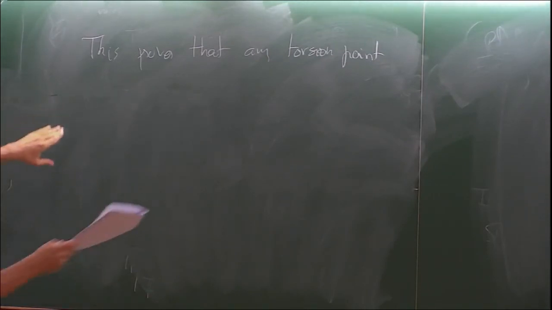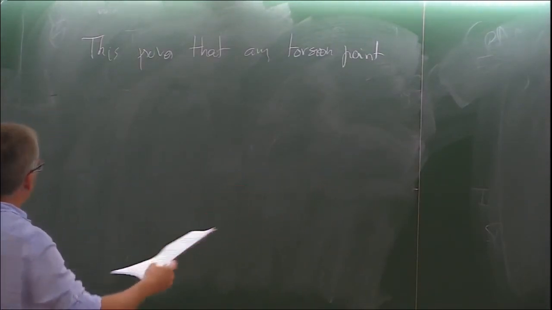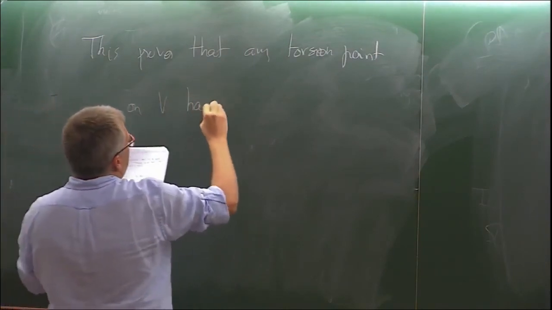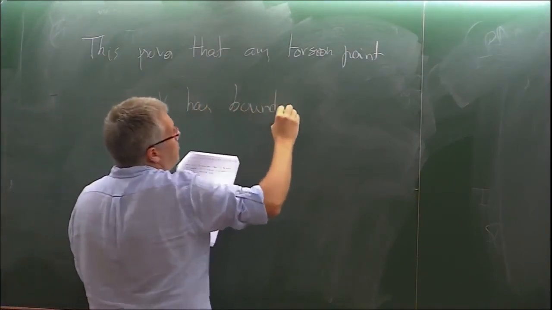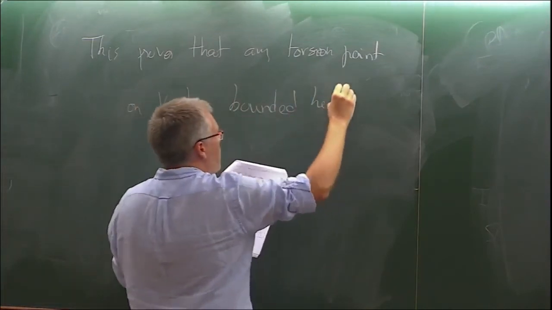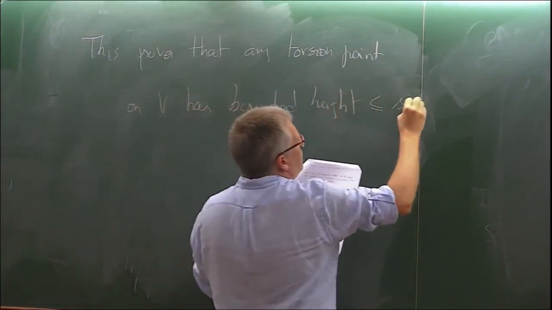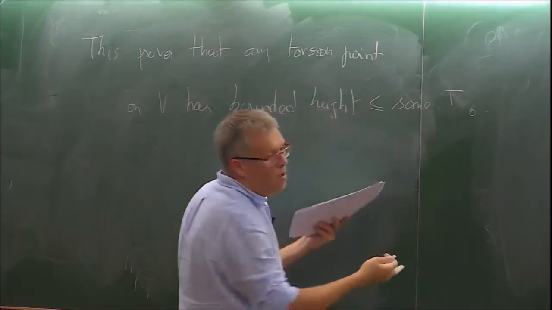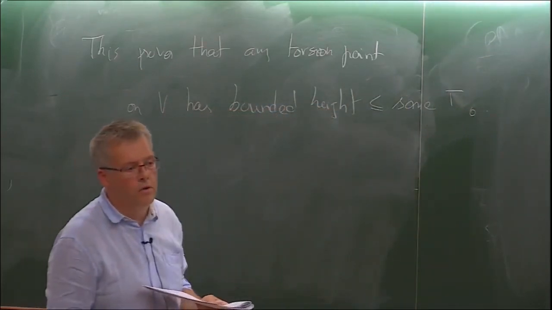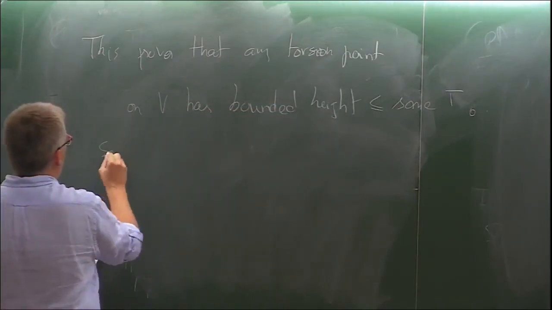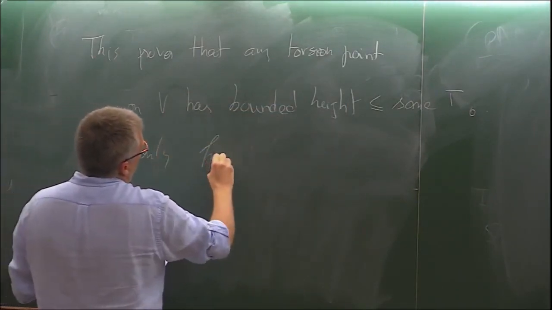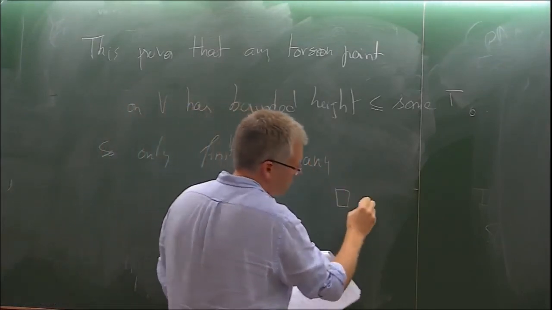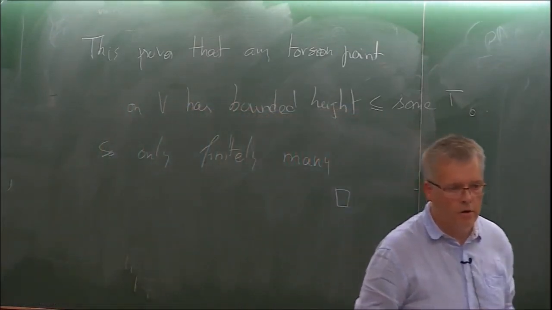So, playing this upper bound against this lower bound, we prove that any torsion point on V has a uniformly bounded height, smaller than some T0. But now it's a classical result that you have only finitely many such. And you are done. Okay, I'll stop here for today.